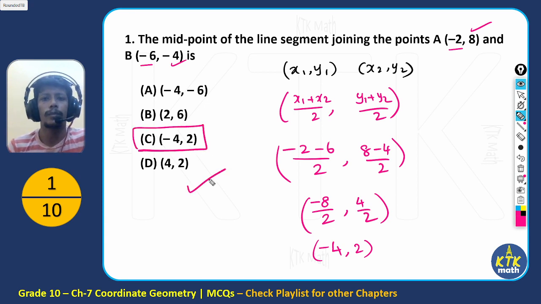Is that right? Yes. Whoever is watching this video, I'm expecting you to pause the video. If you are not aware of the concepts, no problem, you can continue and learn step by step when I'm explaining. If you have any basic knowledge about coordinate geometry, kindly pause the video in each and every question and try it by yourself. Take it as a test.